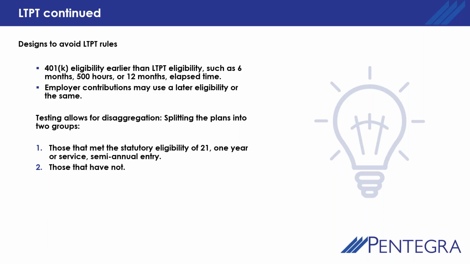And then the client and the plan design can have the employer contributions use a later eligibility, or they could use the same. And the reason why that works is because when you're in testing, you can take your two groups and you can split them apart. So anyone that hadn't met the statutory eligibility of 21 and 1 year of service and semi-annual entry can be split out into a different group. So even though you're bringing those long-term part-time employees in earlier, you can have some flexibility in testing that would enable the plan to still pass as it had previously prior to bringing in all the long-term part-time employees.